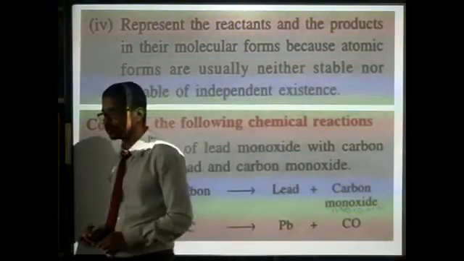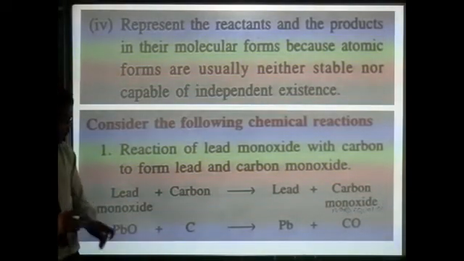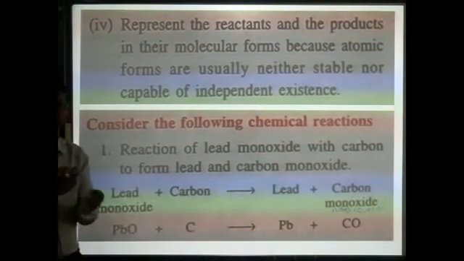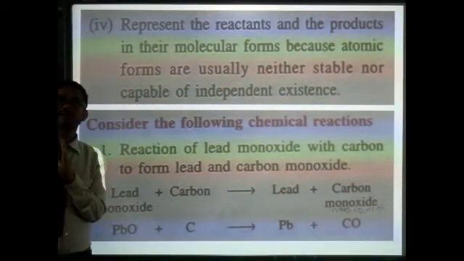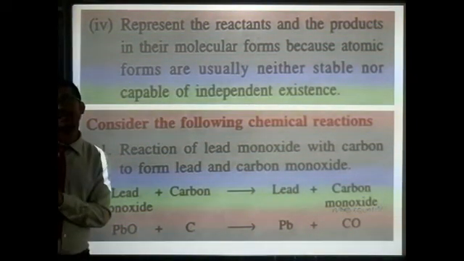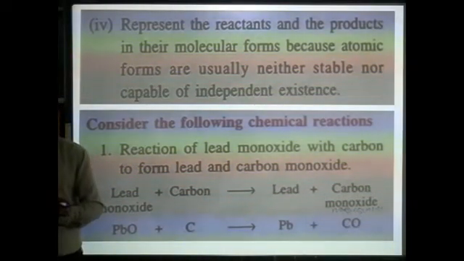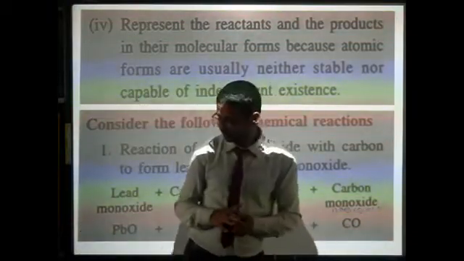Carbon monoxide, what is the chemical formula of carbon monoxide? CO. So this is a chemical equation, and when we express a word equation directly into a chemical equation, that is said to be a skeletal equation. Skeletal equation.